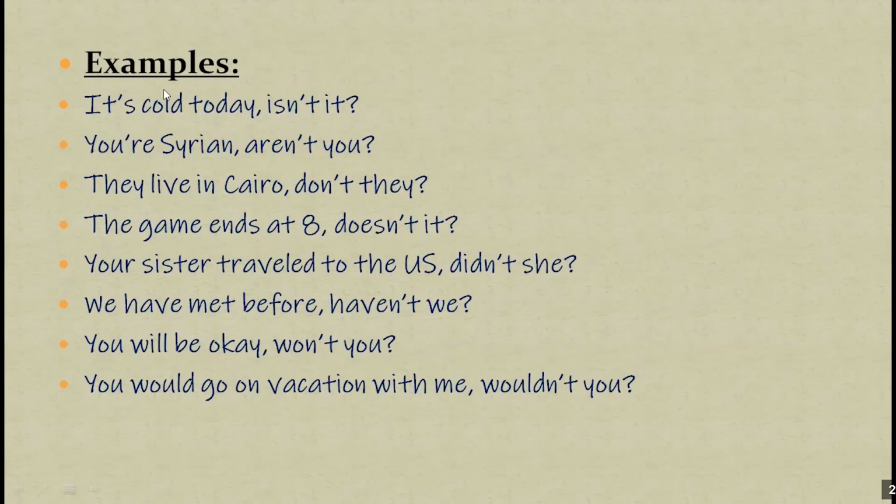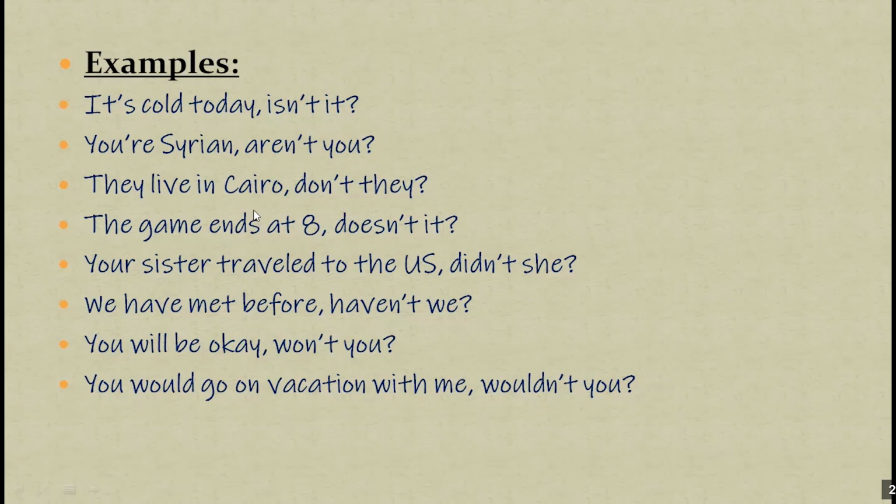Like the example, it's cold today, isn't it? That's verb to be, it's cold. So we use verb to be, isn't it? And if it's affirmative, you're going to use it in the negative form. You're Syrian, aren't you? Affirmative, negative. They live in Cairo. That's present simple. So you use do. And because this one is affirmative, the question tag is going to be negative. Don't they?